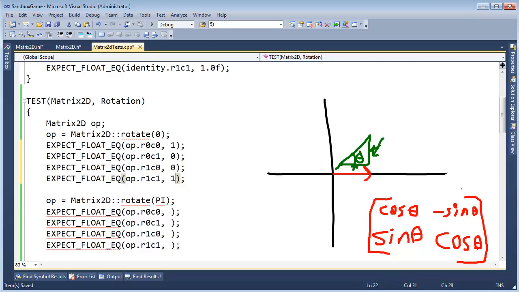Let's do a rotation of pi. Well, rotation of pi, let me get rid of this. I think we're done with that.